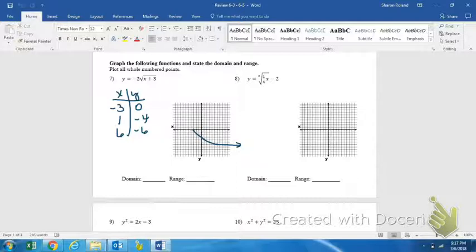Okay, if you're going to state the domain, the smallest x, it begins at -3. So the domain begins at -3. It also includes it and goes all the way to infinity. And the range, because that arrow is going down, it begins at -infinity and goes all the way up to 0. And it includes it. You can't include infinity, so it gets a parentheses.